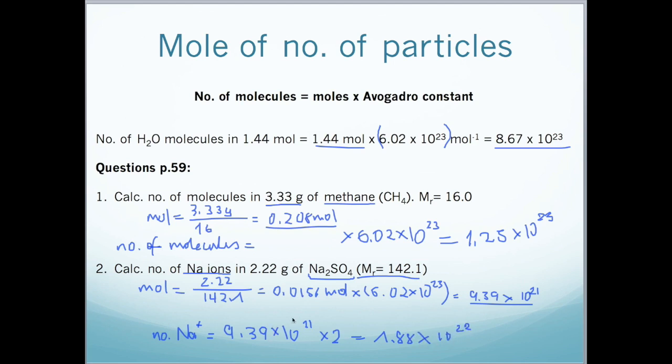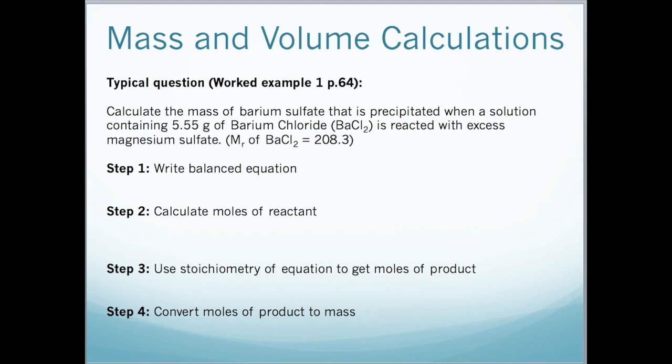And that is because each sodium sulfate group contains 2 sodium ions and 1 SO4 2- ion. When this breaks up in water, it becomes Na+ and SO4 2-. But because the sulfate is 2-, we need 2 sodiums to make this molecule, therefore we need to multiply this number by 2. Mass and volume calculations.